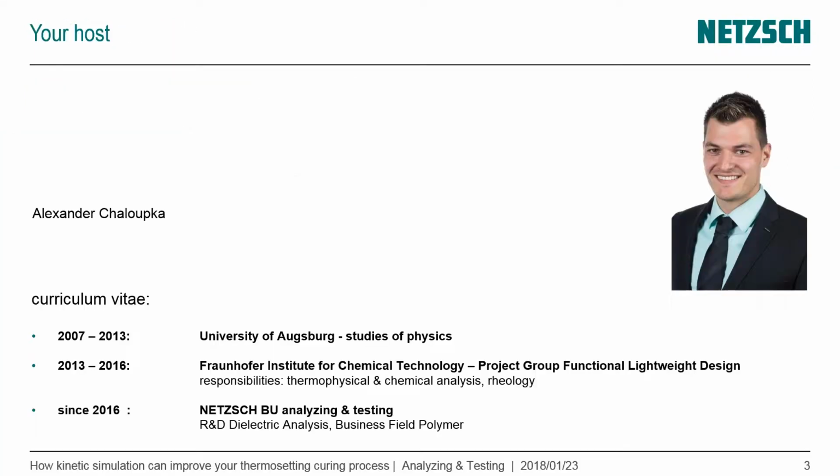So first, a few words about my person. My name is Alexander Kalupka. I studied physics at the University of Augsburg in Germany. After my studies, I went to a Fraunhofer Institute for Chemical Technology. Here I worked for the branch Functional Lightweight Design, where we dealt with the entire manufacturing route of composite materials: from raw material characterization in the lab, to the process environment, post-process quality assurance, online monitoring, quality assurance during the process, life cycle assessment, and recycling as well.